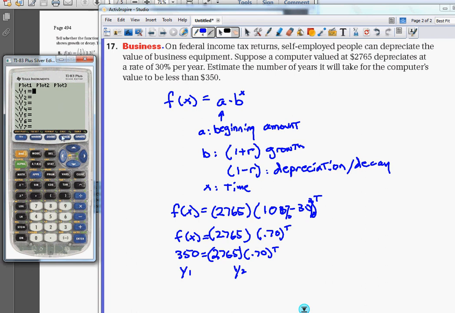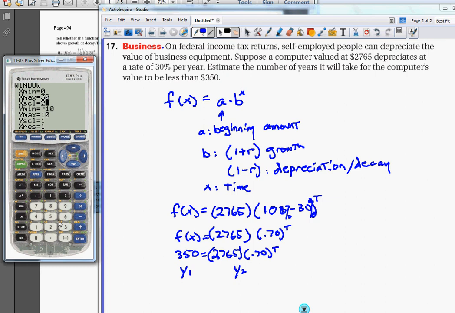So we're going to enter 350 under y1. We're going to enter 2,765 times 0.7 raised to the x power. We're going to go to our window. Our x min is going to be 0. And I'm thinking that most computers are going to probably depreciate over a 10-year period. Let's double that, let's triple that. Let's go 30. So we'll go with a scale or increment of 2.